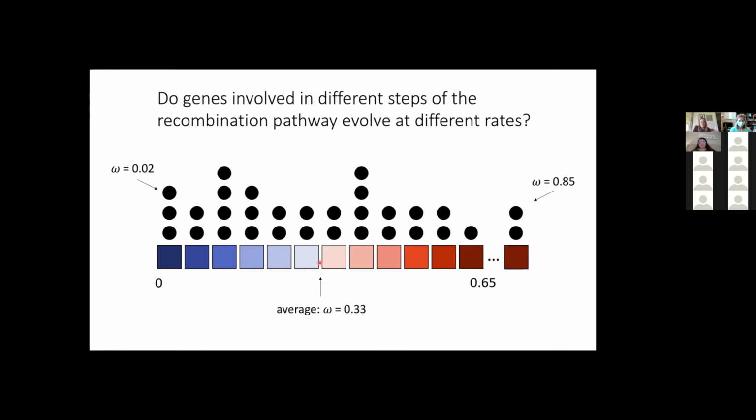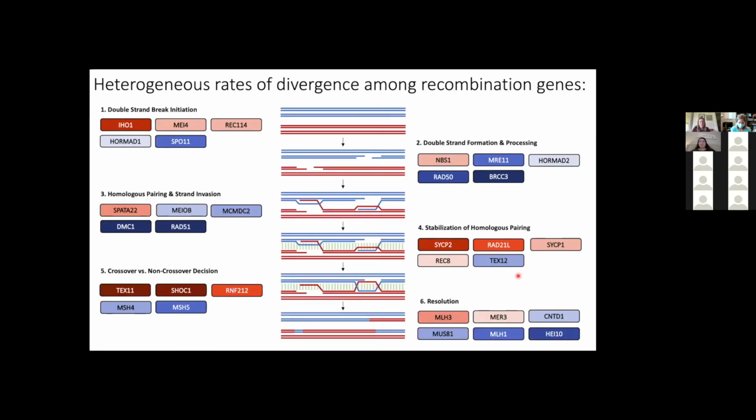Genes that are close to the average for recombination genes have these muted reds and blues. As you get really low rates of evolution, or really strong evidence for purifying selection, they get to be dark blue. And when you have really high rates of evolution, or DN/DS values that get close to 1, they have these dark reds. Now I'm going to use this color scheme to map these differences onto the recombination pathway. So here's what that looks like.